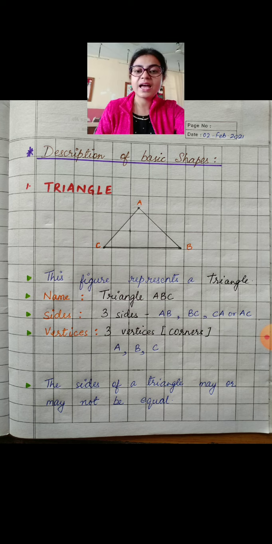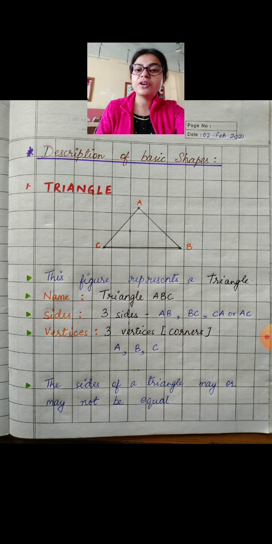Sides. It has 3 sides. That is why it is called a triangle. The sides are, how can you name the sides? You can simply name the sides by looking at the figure and the dots which are connected by the line. AB, first side. BC, second side. CA or AC is the third side.